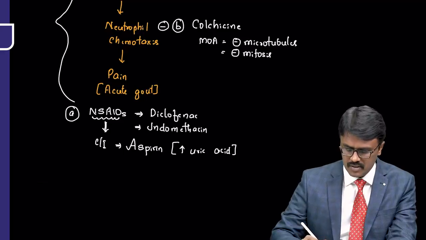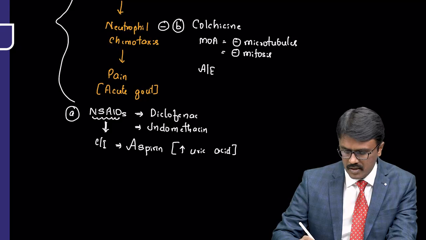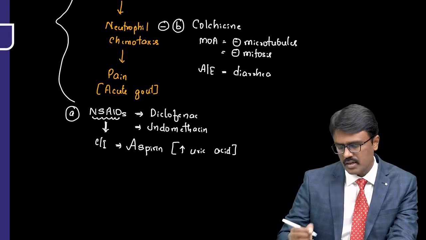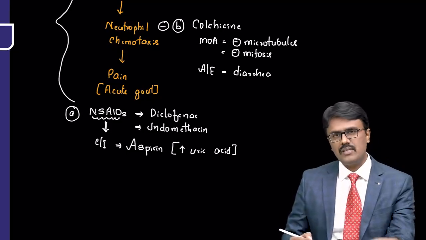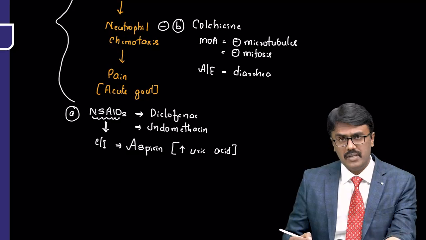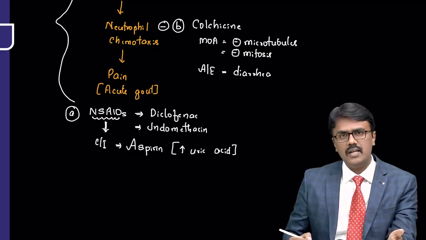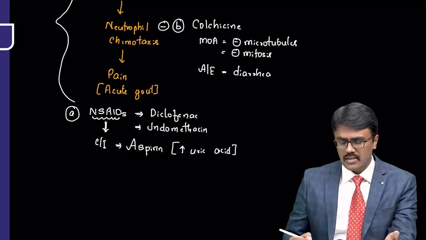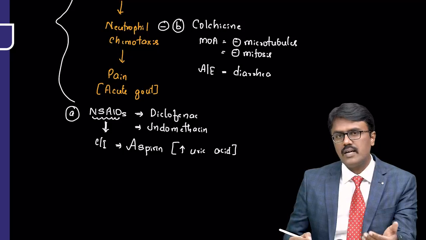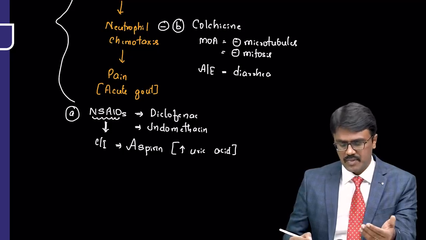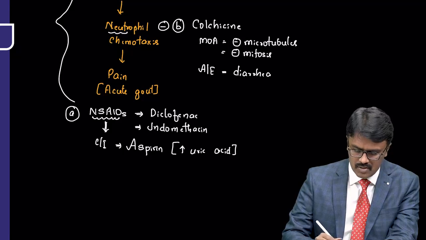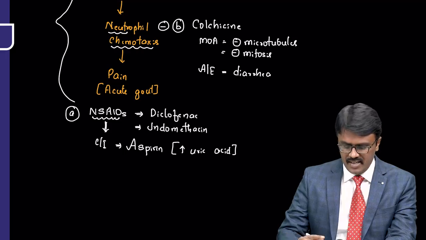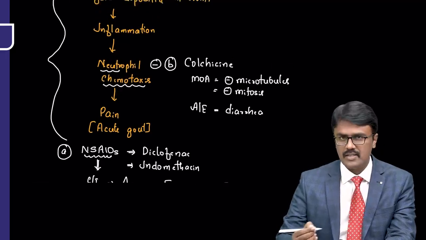What is the adverse effect of this drug, colchicine? The adverse effect of the drug is diarrhea. Now why does the drug cause diarrhea? Because it inhibits mitosis in the intestinal epithelium. If the intestinal epithelium doesn't regenerate, there is a chance of diarrhea. So that's the reason colchicine can cause diarrhea. It inhibits microtubules, and recently they had asked which drug inhibits neutrophil chemotaxis. The name is colchicine.